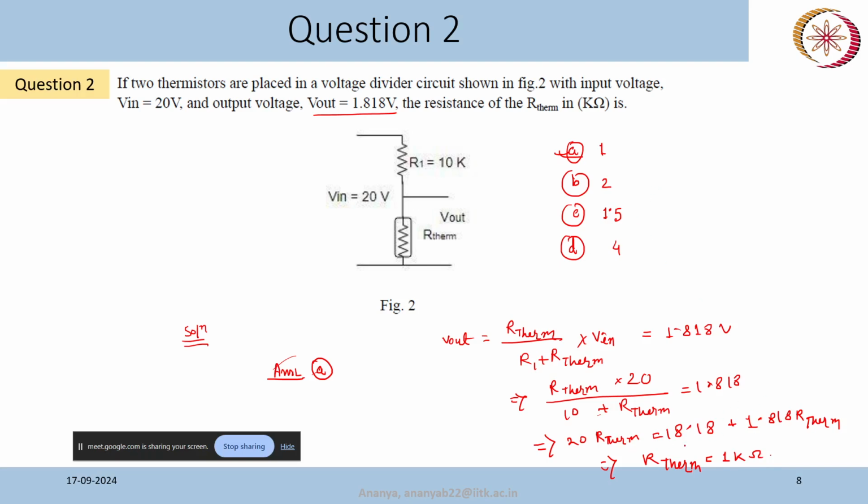Okay, so 20 minus, I think when you shifted this from one side to another, then you must have made some mistake. That is why you are getting a negative value, but the resistance will not be negative. It is a positive quantity. Okay.